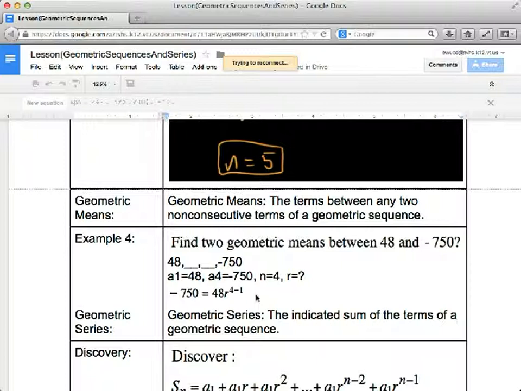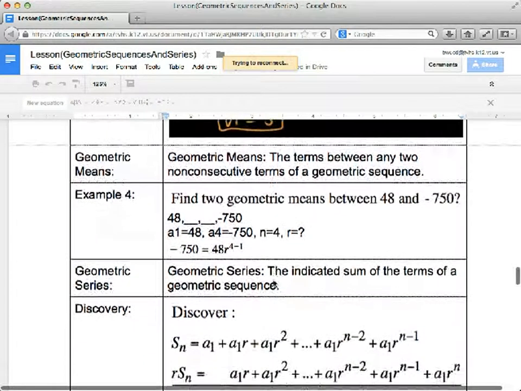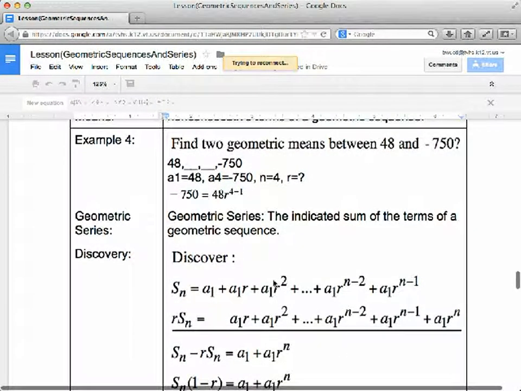So once I know that it's negative 2.5, I could then multiply 48 by that and get the second term, and then multiply that term by negative 2.5 to get the third term. I won't walk through that. I'm sorry, it's trying to reconnect.